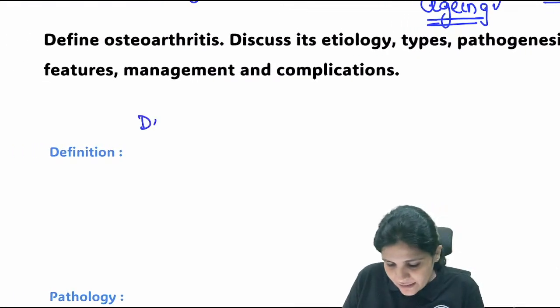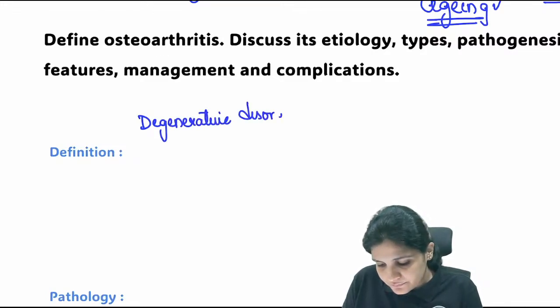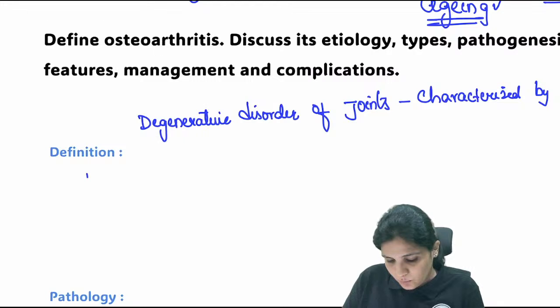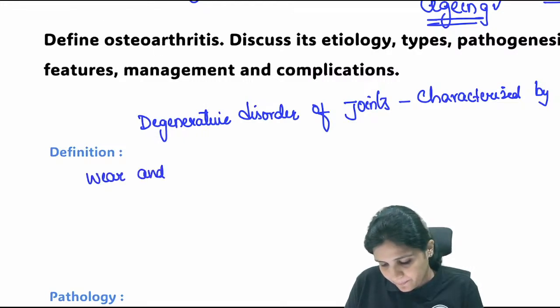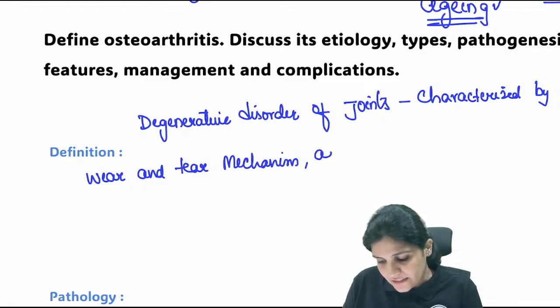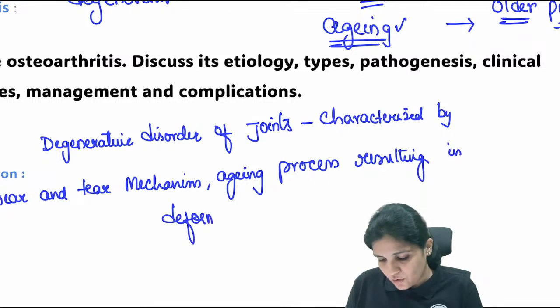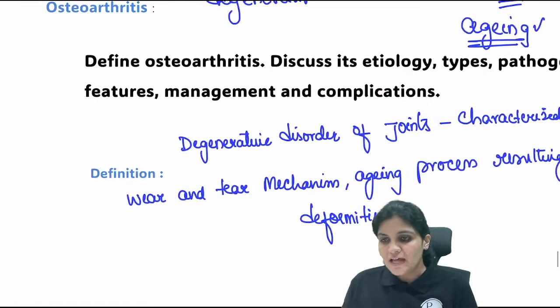So the definition: it is a degenerative disorder. Again, arthritis is joint, so a degenerative disorder of the joint, which is characterized by the wear and tear mechanism, aging process, resulting in again deformity. Right, so that is the definition of osteoarthritis.